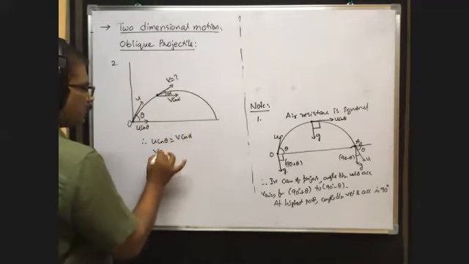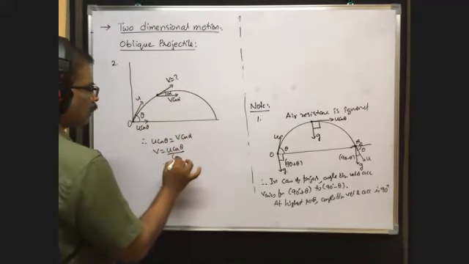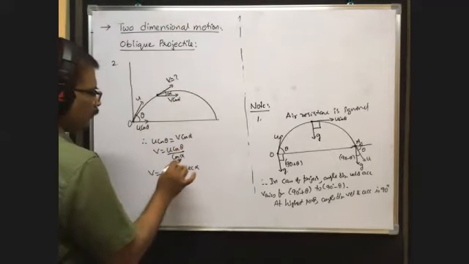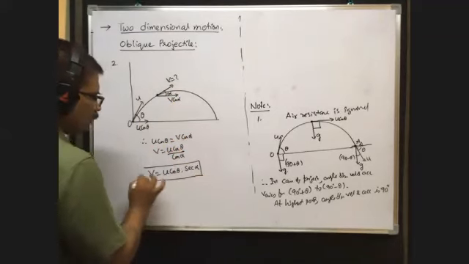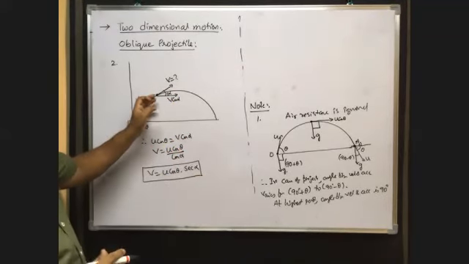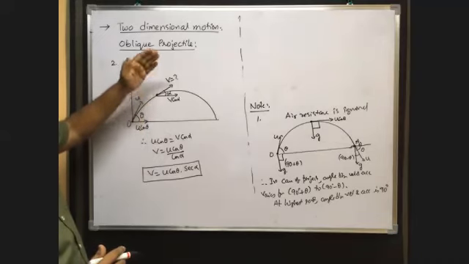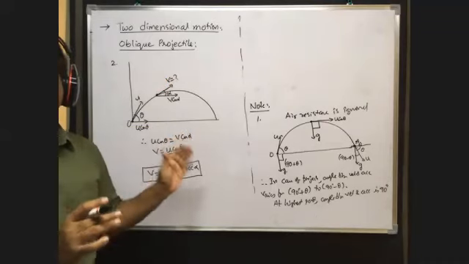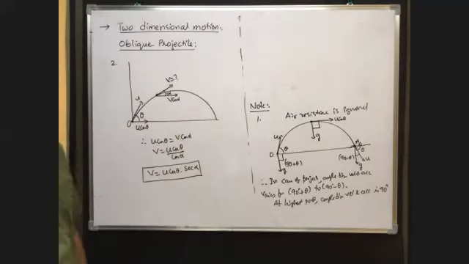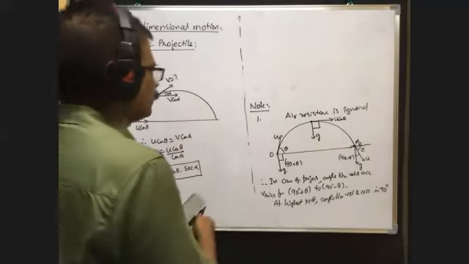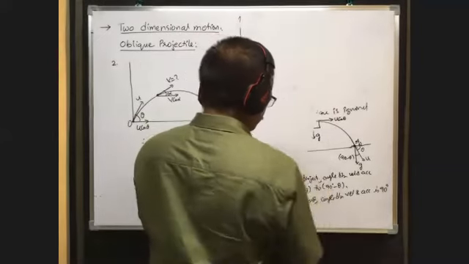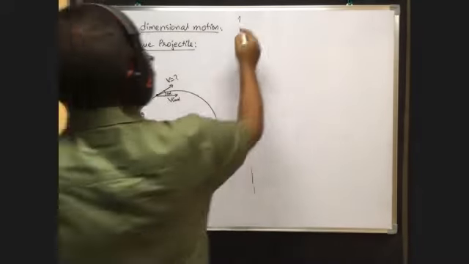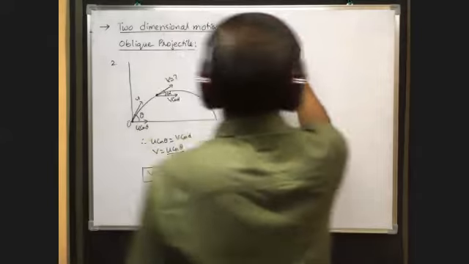From this, v is equal to u cos theta by cos alpha, or v is equal to u cos theta into secant alpha, because 1 by cos alpha is secant alpha. So this is the velocity of the oblique projectile when its direction of motion makes an angle alpha with the horizontal. This is the direct question asked in mains. Okay. Next note point.